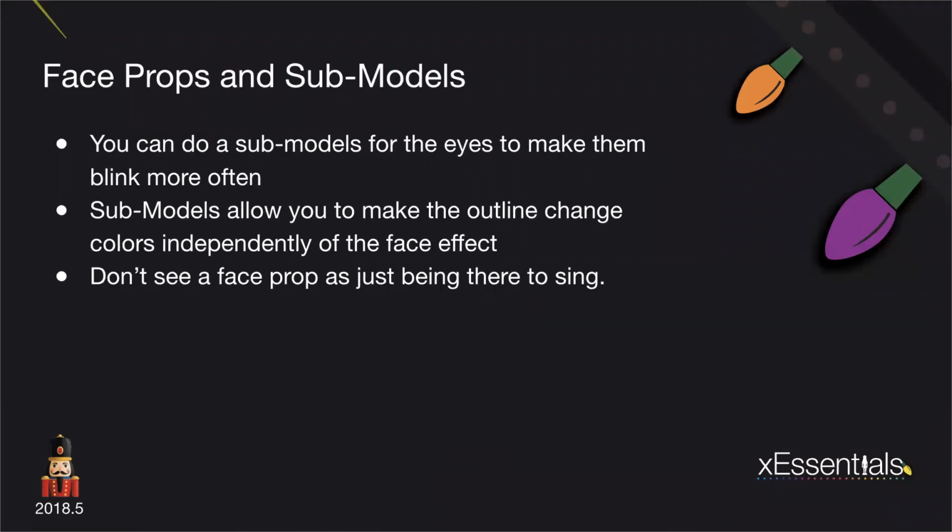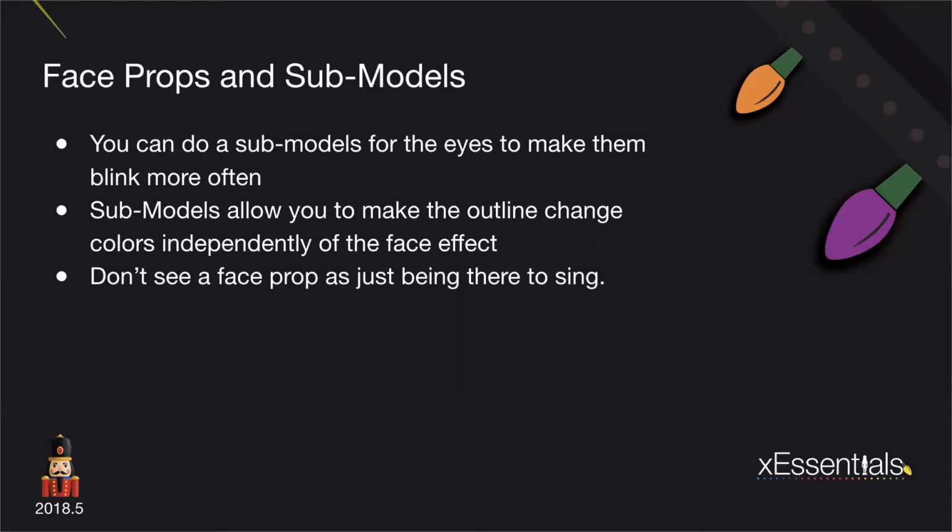And then we have face props and submodels. I had someone last year who thought that the auto eye blink wasn't blinking enough for what he wanted in his song. He wanted his eyes to blink more often through the song to give it a little more feeling. So we added in the submodel, and I could turn the lights on and off separate from the lyric tracks and made it blink more often to make him happy.